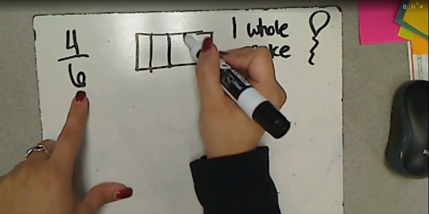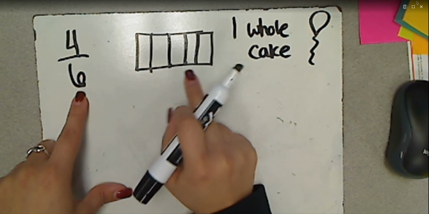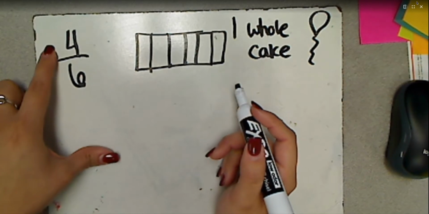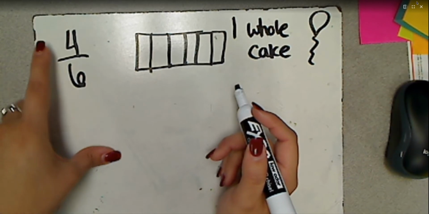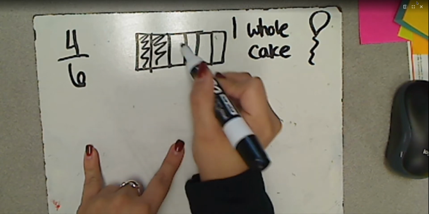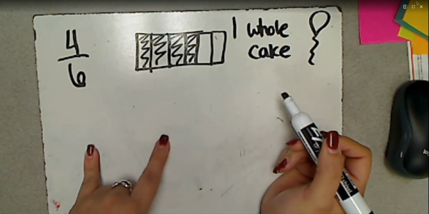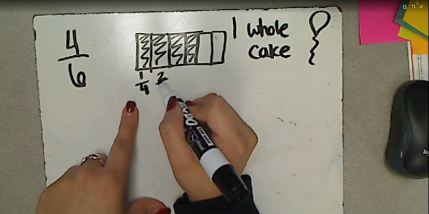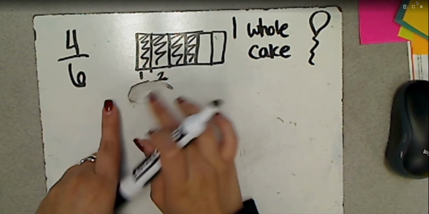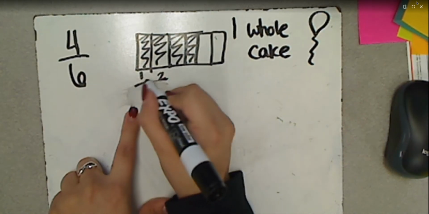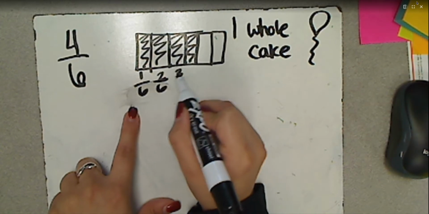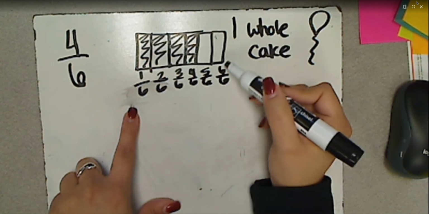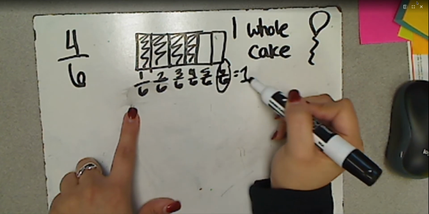So 1, 2, 3, 4, 5, and let's make it a little bit bigger, 6. So 4/6. Let's say that 4 people ate their piece of cake. So I'm going to go ahead and shade in 1, 2, 3, 4 pieces. So how I could do this is I could write 1/4. Sorry, not fourths, right? We're talking about sixths. So 1/6, 2/6, 3/6, 4/6, 5/6, and 6/6. So I stopped at 6/6 because that is also one whole.